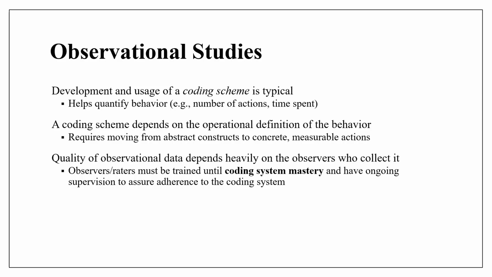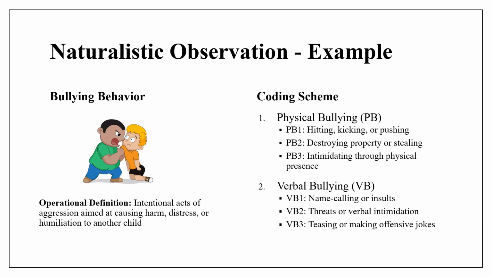Then another big chunk is going to be the training of raters, not participants, in understanding the coding scheme. And then it is going to be them going out there, observing the behavior using the coding scheme and making sure that they're staying true to the coding scheme and they're not taking any kind of shortcuts when making this observation. Here we have a quick example of how this might look.